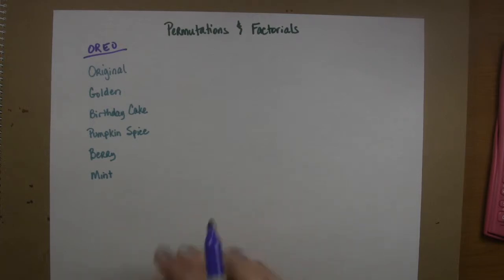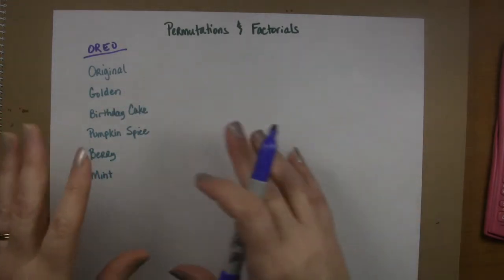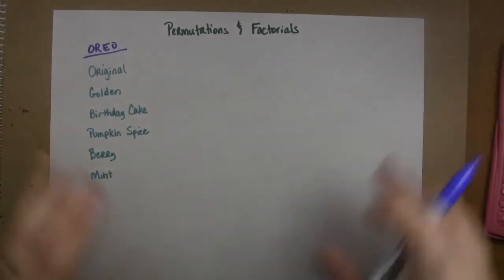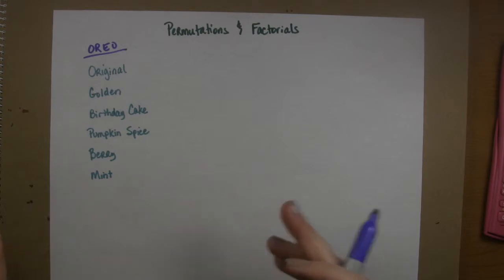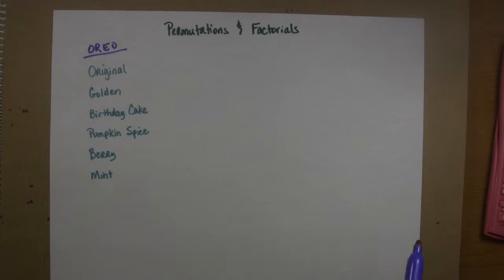So let's say that you have a package of each one of these Oreo types sitting out before you, and you're going to eat 6. You're going to eat 1 of each type, okay? How many different ways could you organize your tasting?